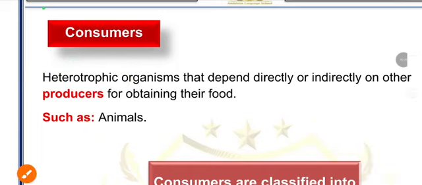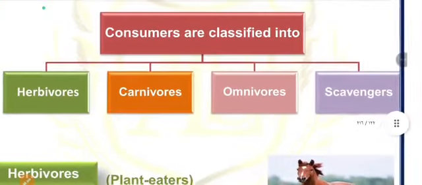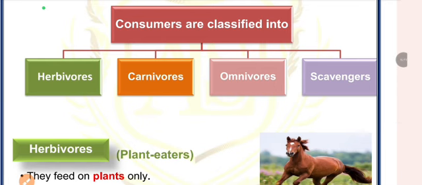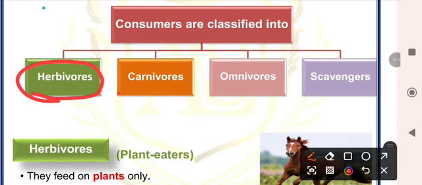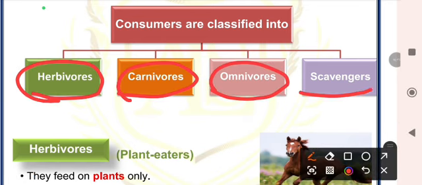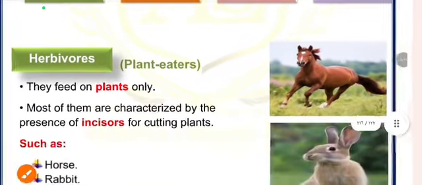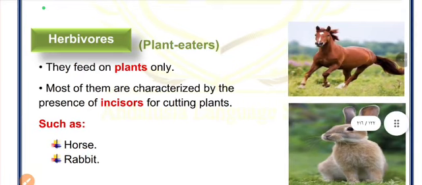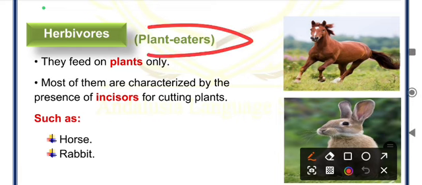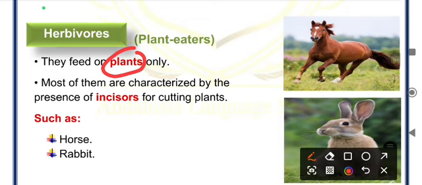Consumers have types. What are the types of consumers? They are herbivorous, carnivorous, omnivorous, scavengers. 4 types of consumers. Start with herbivorous. We can call them plant eaters. They only eat plants. These herbivores feed on only plants.